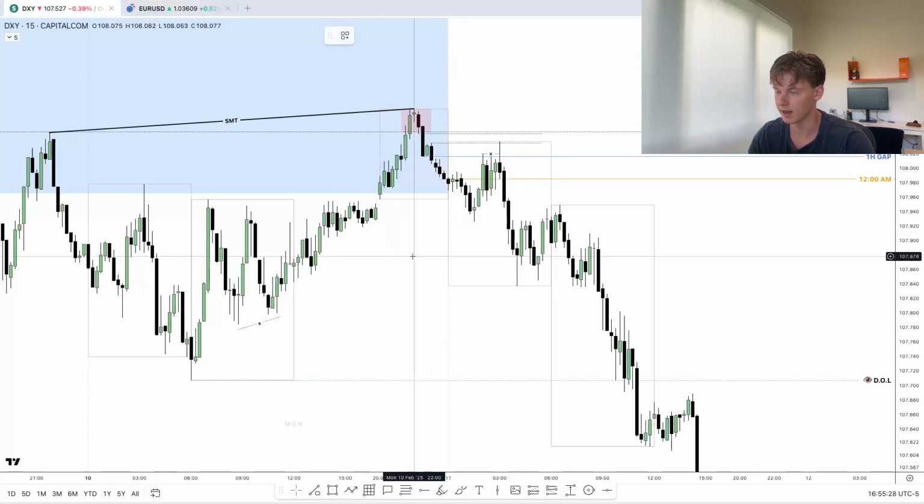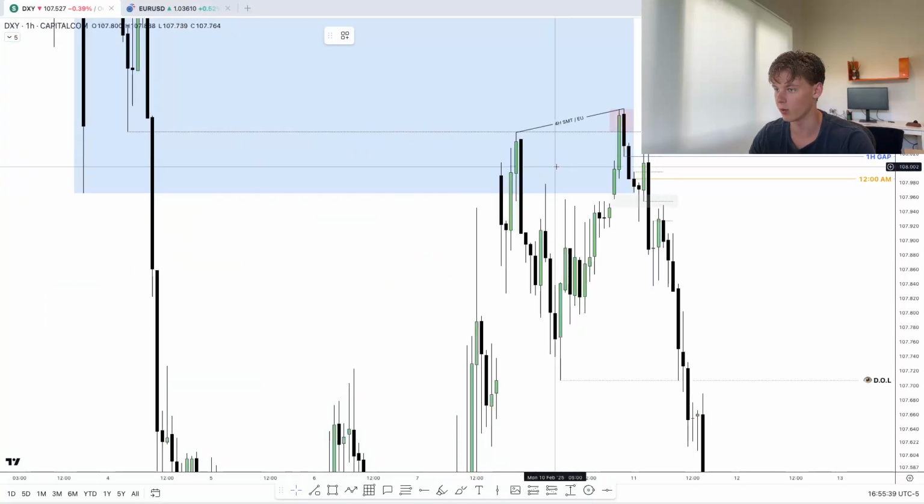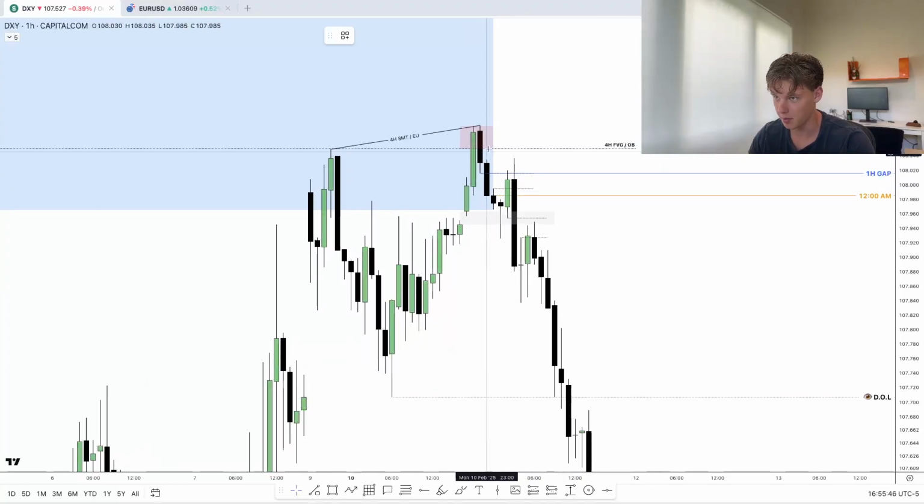If we look at this, we literally created liquidity before mitigating this 15-minute fair value gap. We were also in a 1 hour balanced price range just up here. Look how it respects it to the T, literally. We come up into this 1 hour sort of order block, and boom, we just tanked.